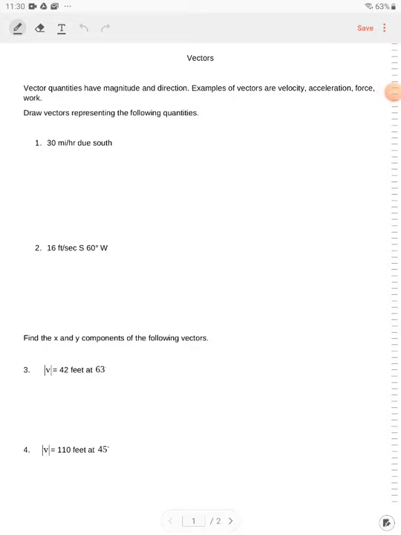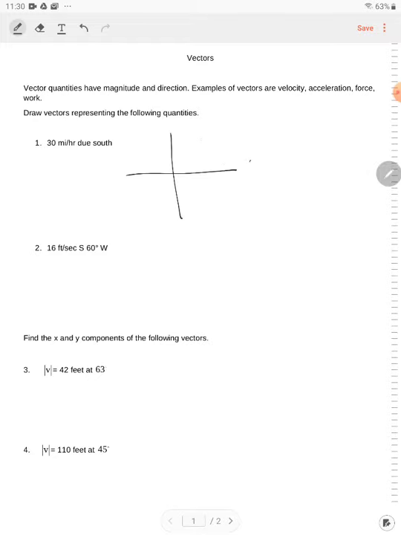We are going to look at the idea of vectors. A vector quantity has magnitude, which is size, and direction. Examples of vectors are velocity, acceleration, force, and work. So what we want to do is, how do we draw a vector? We're going to look at that.